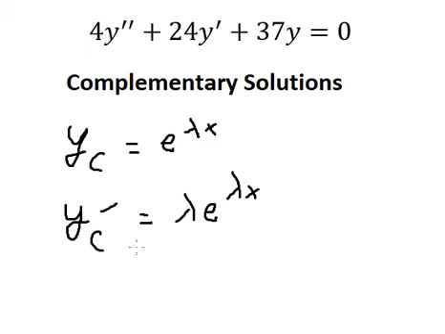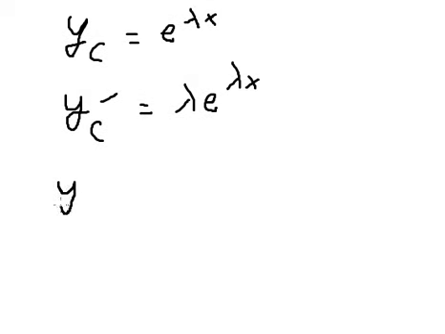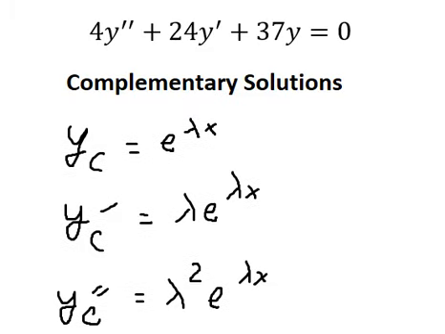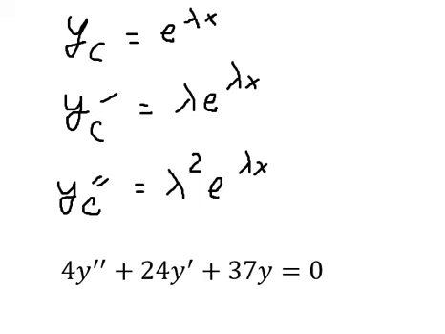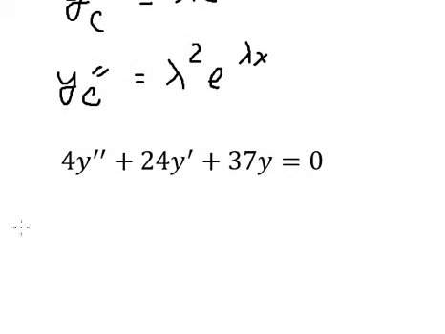You get lambda. Later, we go to the second derivative of yc, and we have lambda square e to the power of lambda s. Now we have this one. So I will put this one here, this one here, and this one here, and now we have it like this.